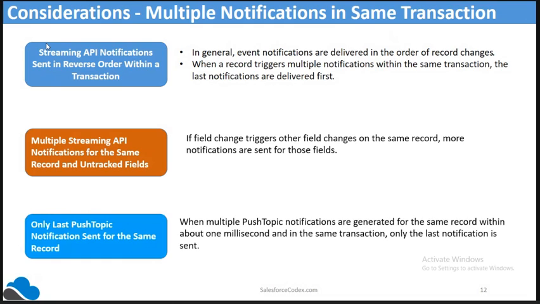Next is only last push topic notifications for the same record. When we have multiple push topic notifications for the same record within about 1 millisecond, basically the same time a record is being updated, in that case only a single notification is sent. Multiple notifications are not sent if you are updating the same record multiple times within a fraction of a second.